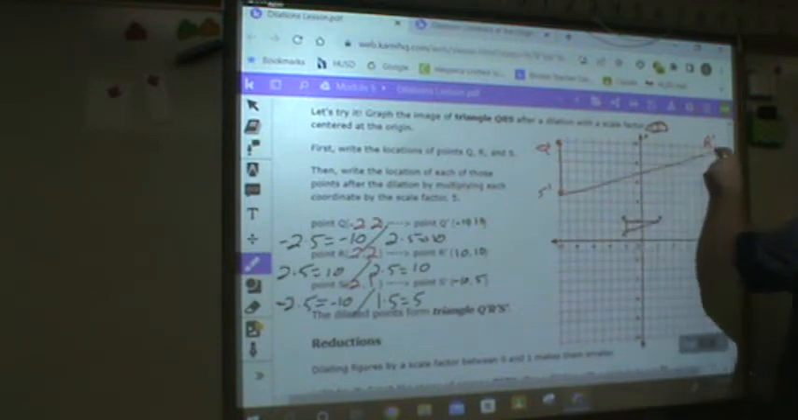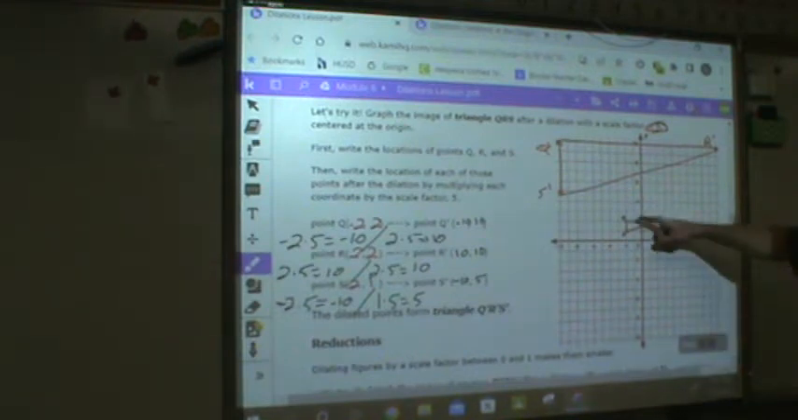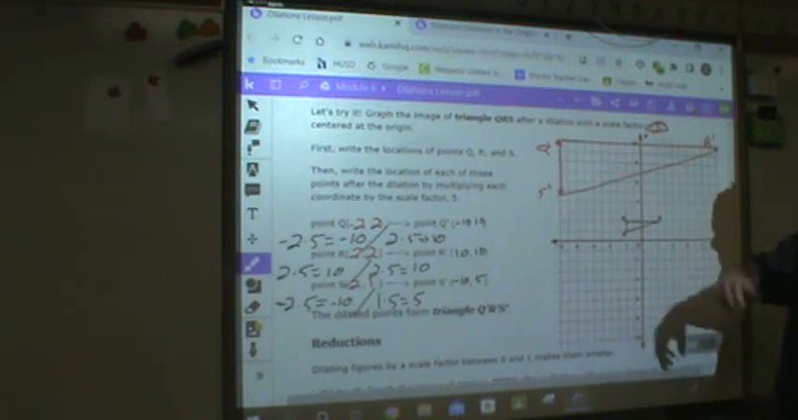Go ahead and connect my dots. Right there, the figure got 5 times the size. Right? That should be evident. This is 1. This is 1, 2, 3, 4, 5. 5 times the size.